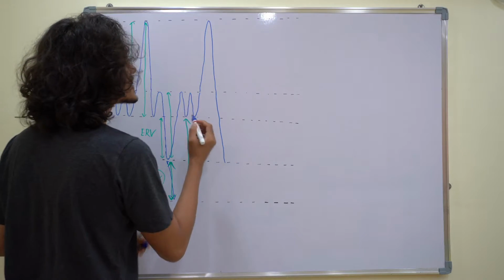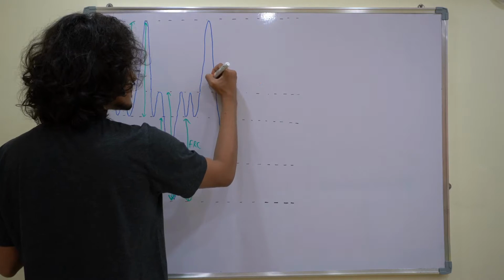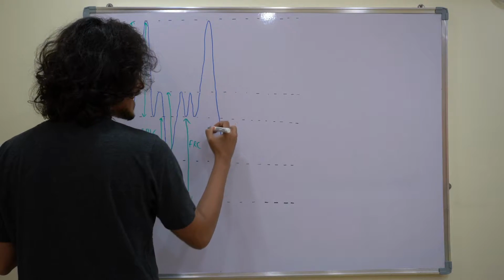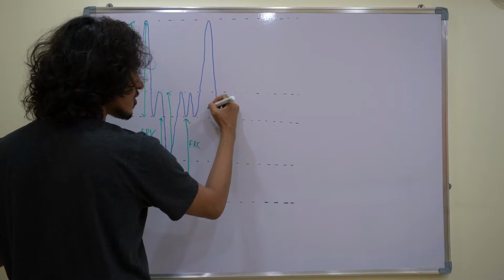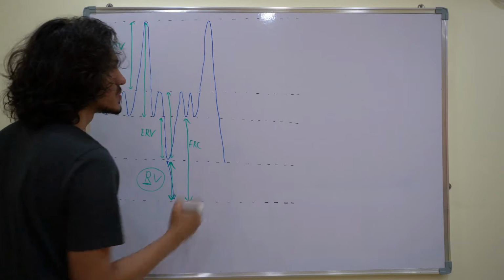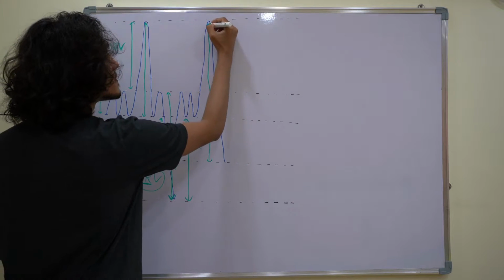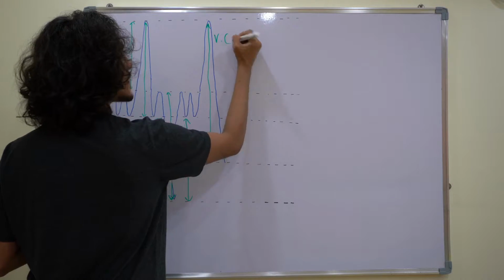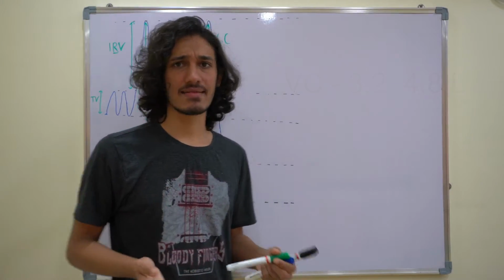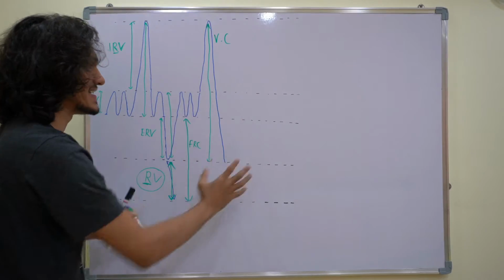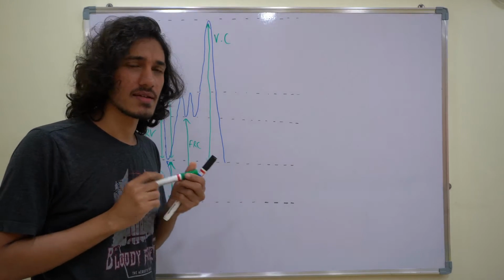So right now we have measured this volume, and this volume. What did we measure? Inspiratory reserve volume, tidal volume, and expiratory reserve volume together. This is what is called your vital capacity. That comes to 3.2 to 4.8 liter. So that is your vital capacity. And at the end of that, you still have residual volume remaining.